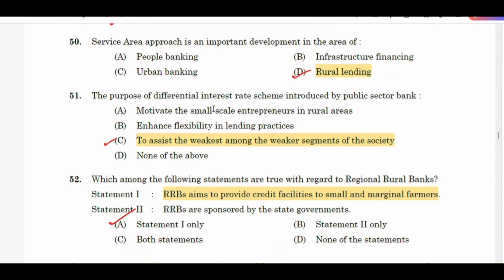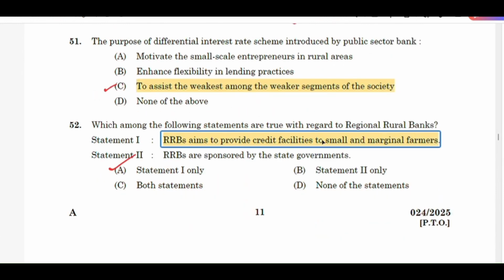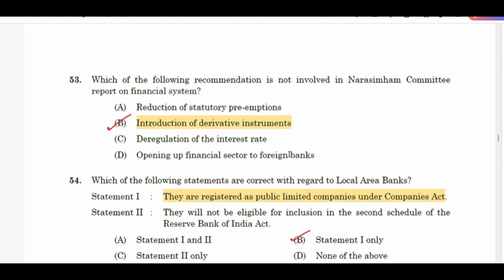The purpose of differential interest rate scheme introduced by public sector bank. Answer is option C, to assist the weakest among the weaker segments of the society. Which of the following statements are true with regard to regional rural banks? Answer is option A, statement 1 only. Statement 1, RRBs aim to provide credit facilities to small and marginal farmers. Next question, which of the following recommendations is not involved in Narasimha Committee report of financial system? Answer is option B, introduction of derivative instruments.